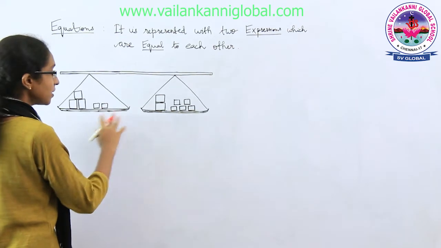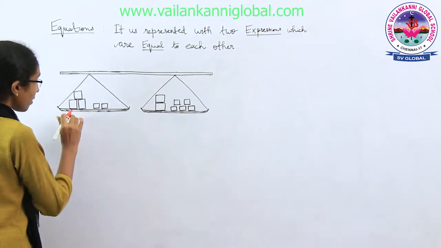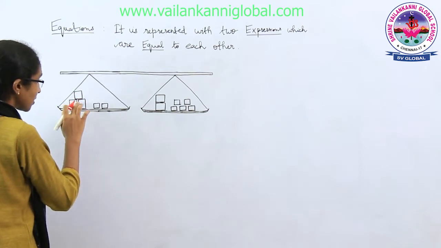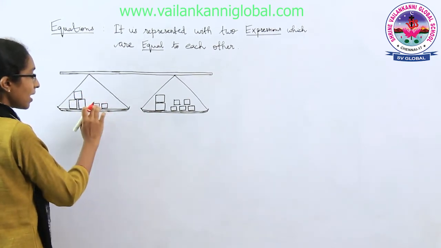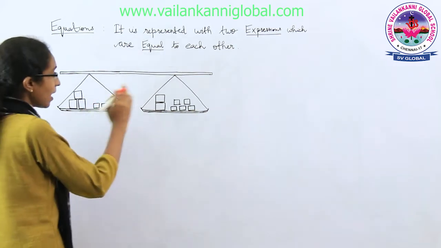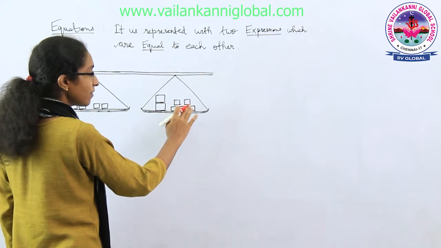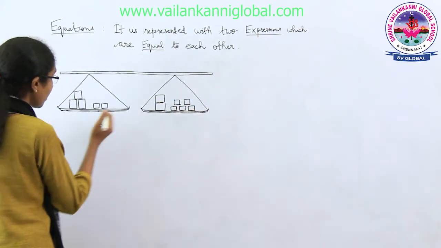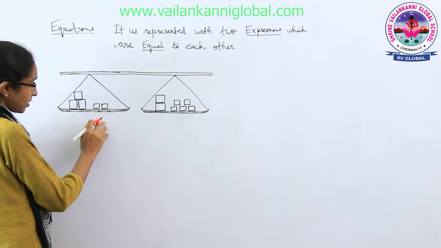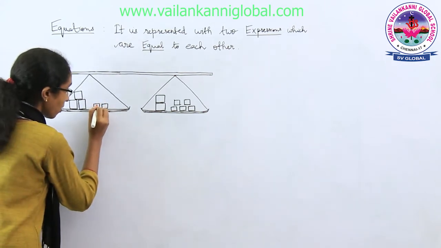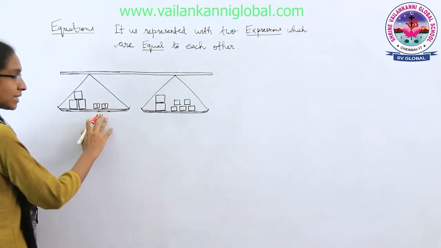So we have a scale which is balanced. Here we have 3 boxes and 2 boxes. That is 3 big boxes and 2 small boxes. And on the other side we have 2 big boxes and 5 small boxes. Here we know the weight of the small boxes. Weight of one small box is 1. Hence we write it as 1.